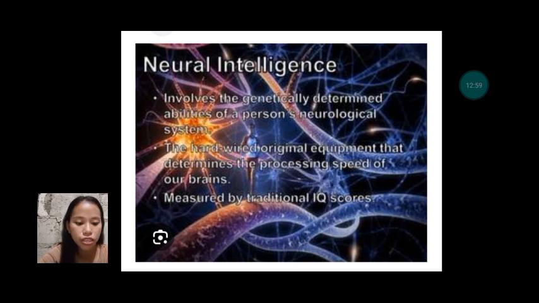Neural intelligence, perhaps borrowing from his artificial intelligence background, Perkins calls this the hardwired original equipment that determines the process and the speed of our brains, similar to computer hardware. There is not much that can be done to increase neural intelligence. This is the type of intelligence that is traditionally measured by the IQ score.